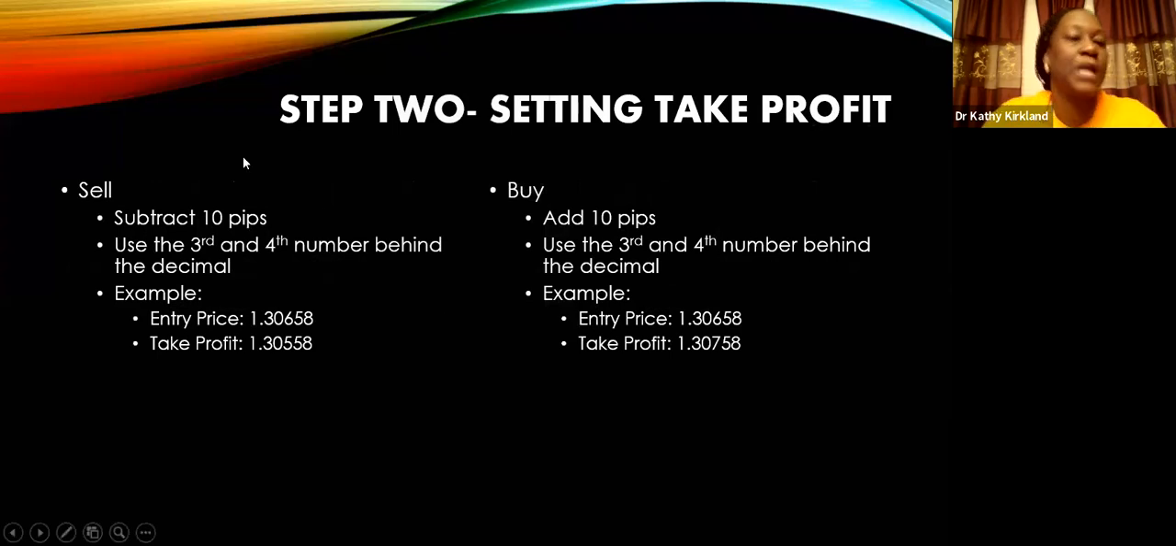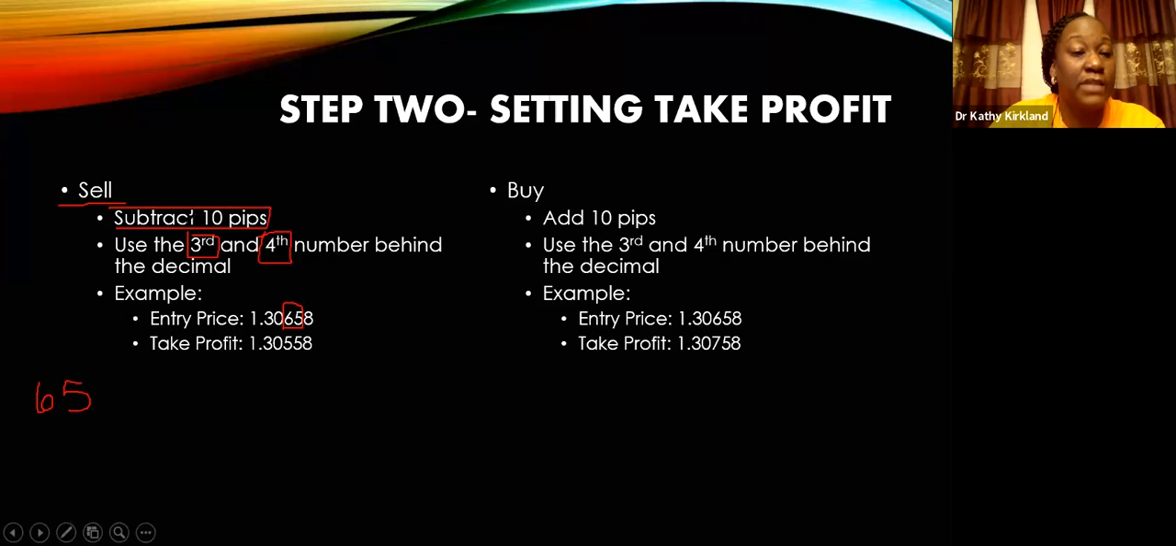All right. So let's use real numbers. These are actual numbers from an actual pair that we're going to use. I did the basic math just so I can help you. So let's do a sale. Remember, with a sale, we're subtracting 10 pips. We're going to use the third and the fourth number behind the decimal place. So if our entry price is 1.30658, we're going to use 65 because that's the third and the fourth number behind the decimal place. So that's 65.